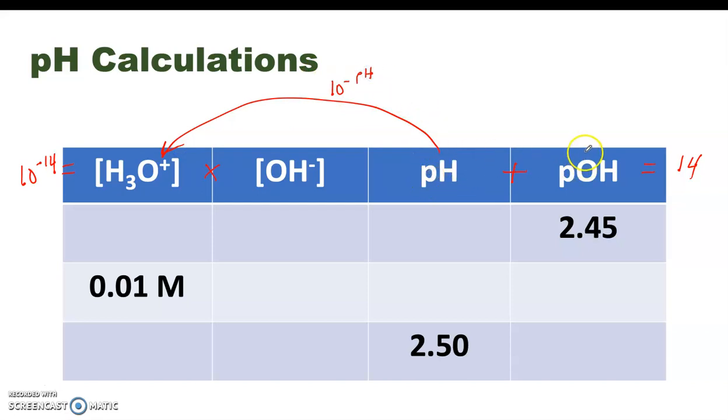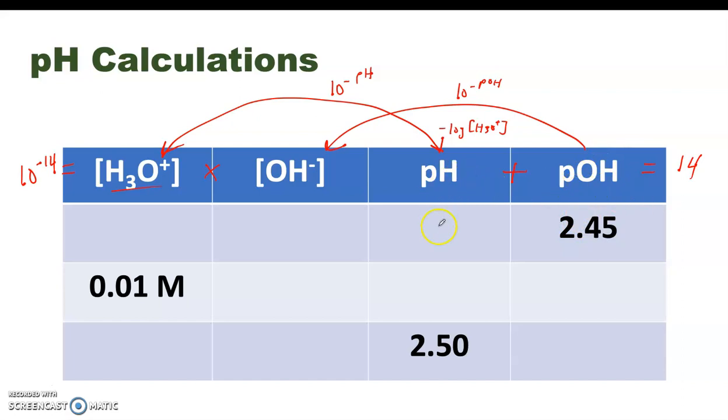So I'll do an example there. Or to get the OH concentration, you just go 10 to the minus pOH. That's one way to get back and forth. And then you know how to go the other way. To go the other way, you just take the negative log of the H3O plus concentration, right? So if you want to go this way, you take the negative log of this. So let's do an example here.